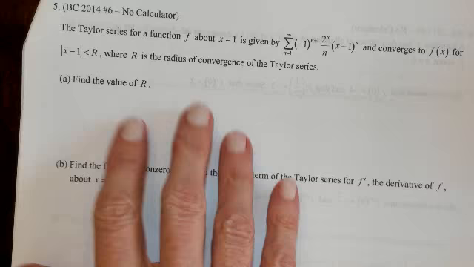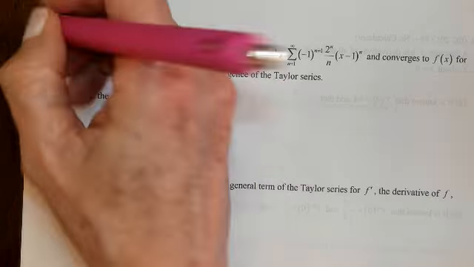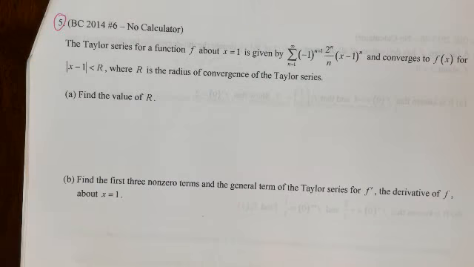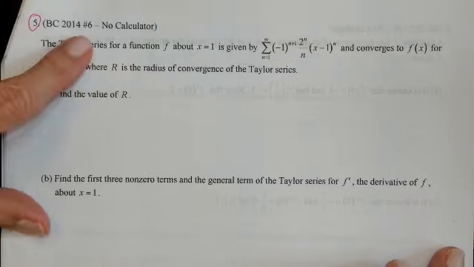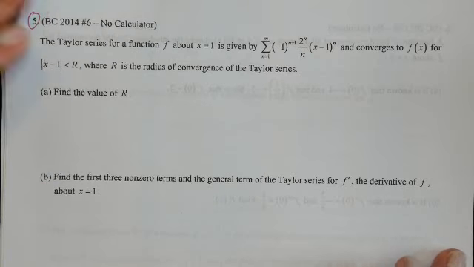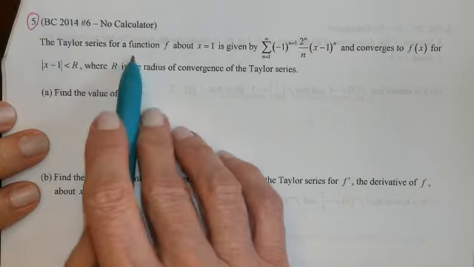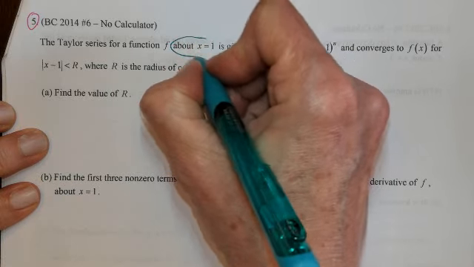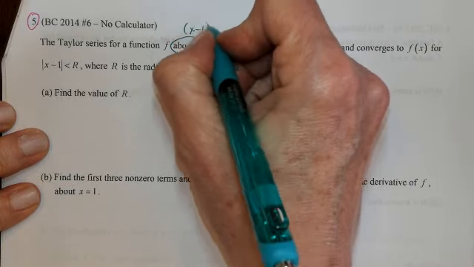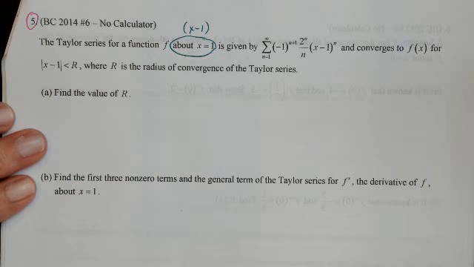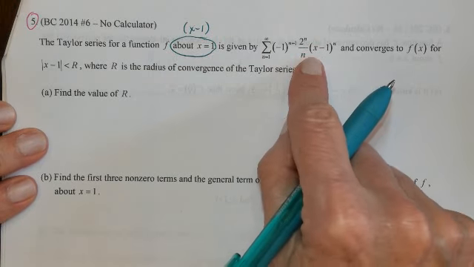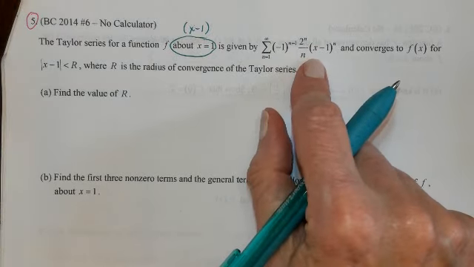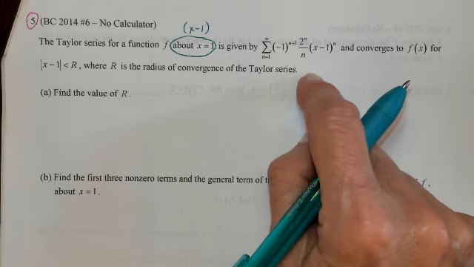Next up, I'd like to do the problem from 2014 with you. Let's do this problem. Again, number 6, of course. It says the Taylor series for a function f about x equals 1, again, about x equals 1, so we're going to have all those x minus 1s, we can't forget that, is given by this. Well, they gave it to us. That's nice. We didn't have to find the Taylor series. They just gave it to us.